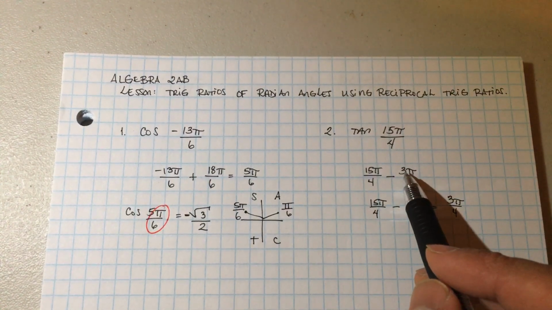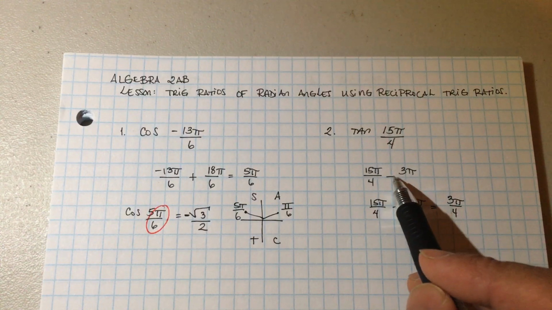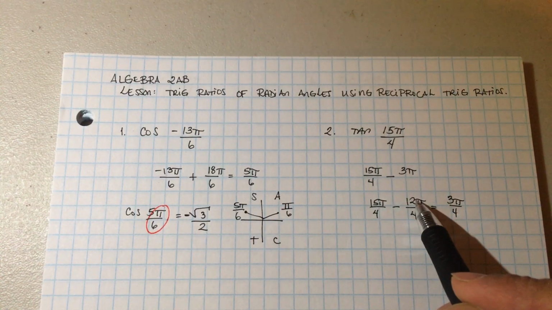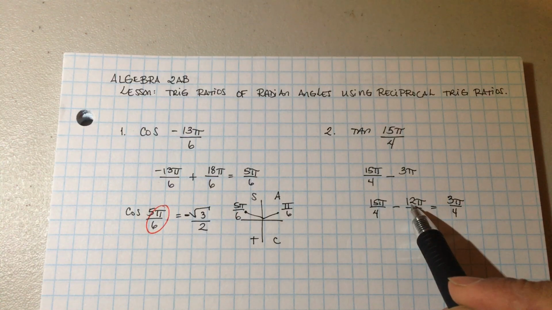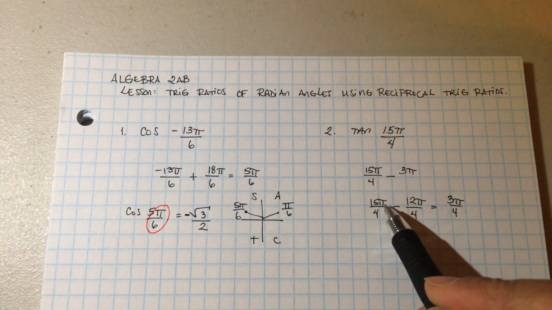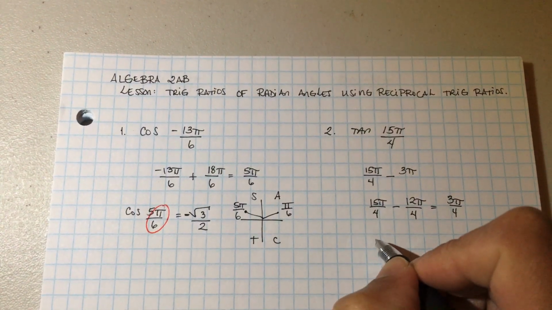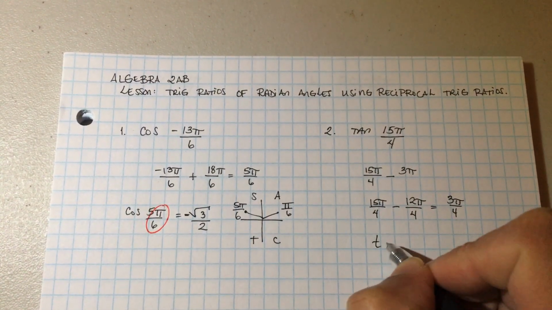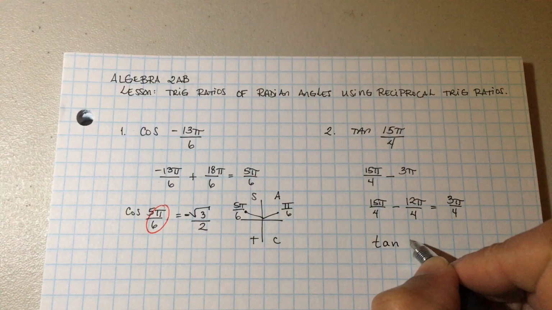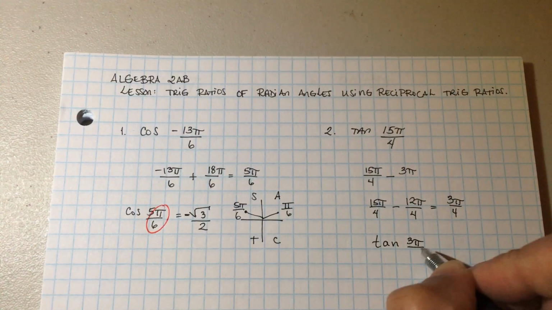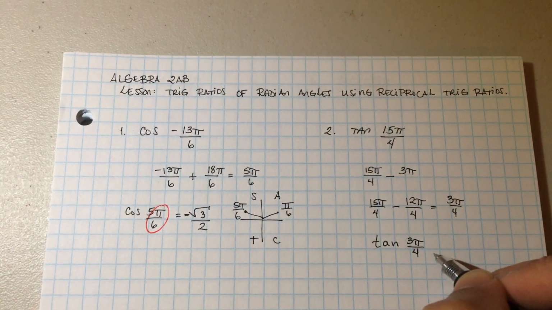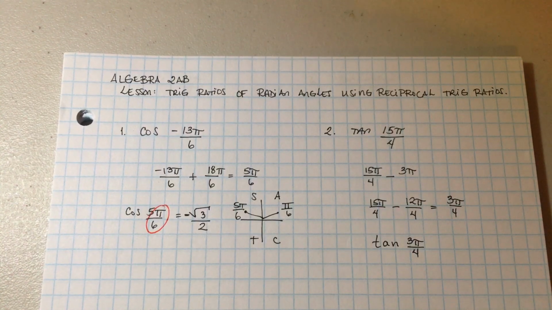Because if we would have used 4, we would have had 4 times 4 is 16. And that would have been 15 minus 16, which would have been a negative. Okay, so now we have tangent of 3 pi over 4. Okay, so now we're going to do that one.